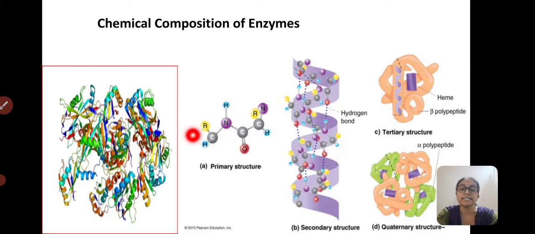Enzymes which take the assistance of a non-protein cofactor along with the apoenzyme or the protein part, those are called conjugated enzymes. In conjugated enzymes, we say apoenzyme plus cofactor gives us the holoenzyme or the functional enzyme. Without the apoenzyme, the cofactor alone cannot be functional, and also without the cofactor, the enzyme is also useless. They are not going to act and produce the products.